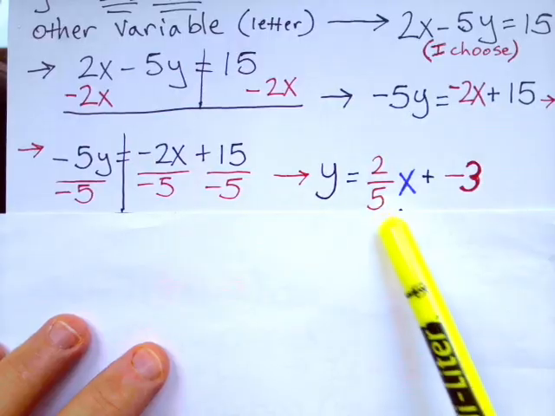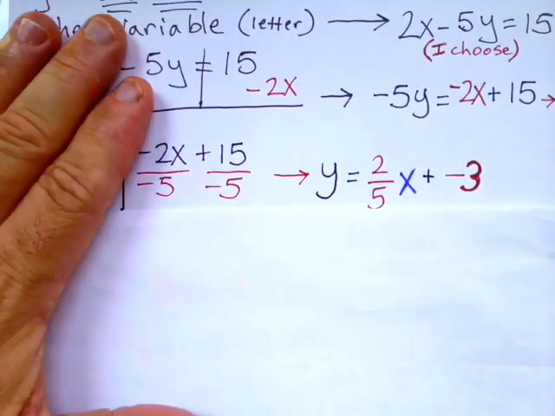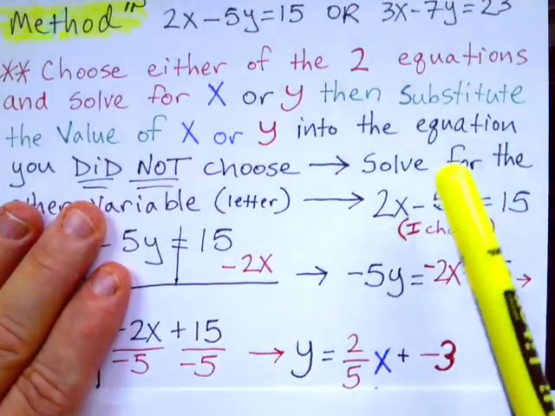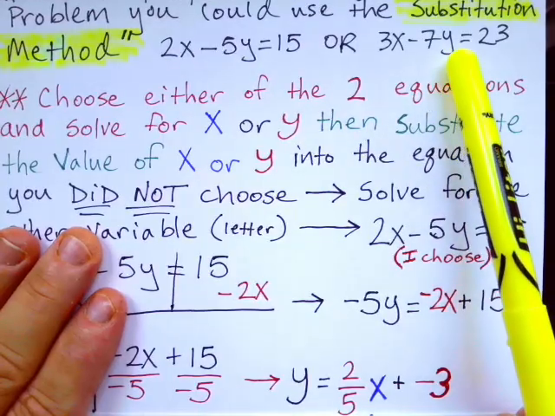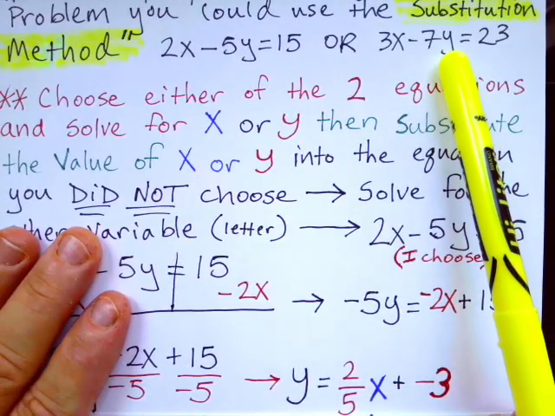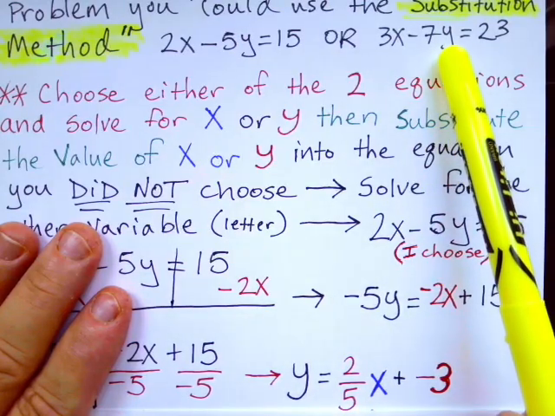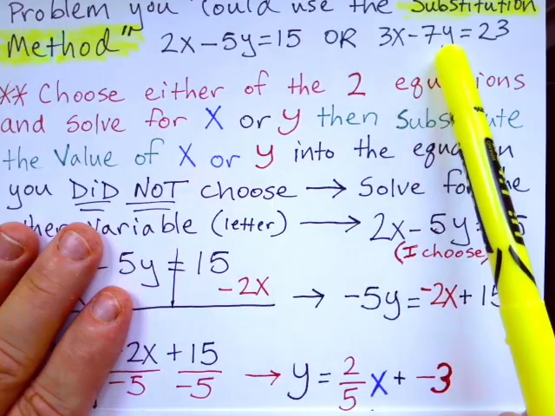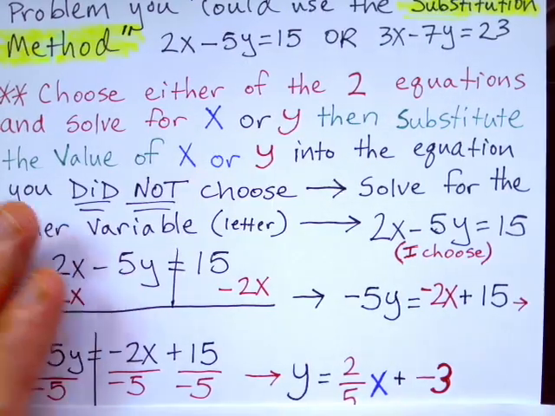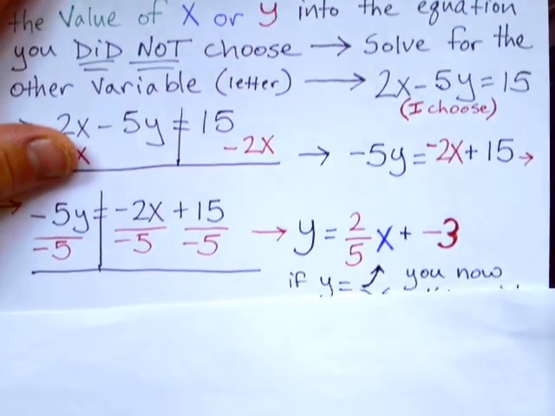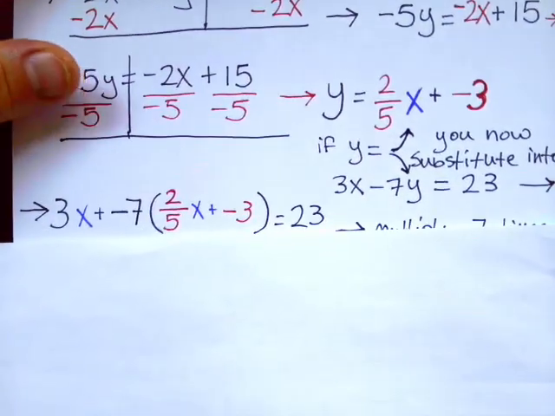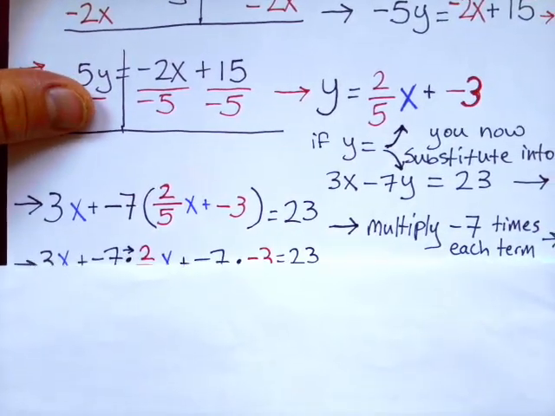And if y equals this, everywhere I see y in the other equation right here that I did not choose, I'm going to substitute the value for y. So 2/5 x plus a negative 3 is going to go right here. And then I'll just distribute that negative 7 and solve for x. And so that's kind of what I'm showing you here.